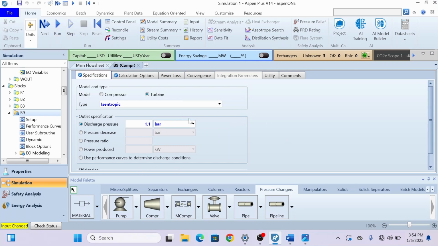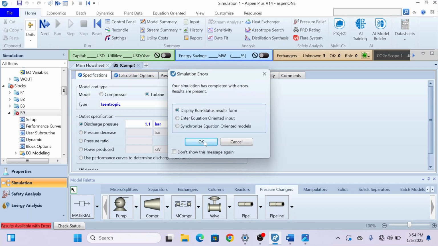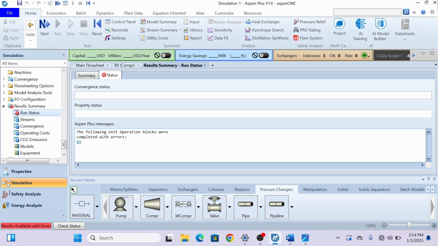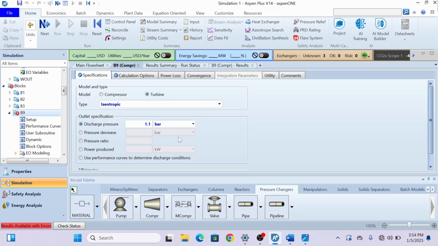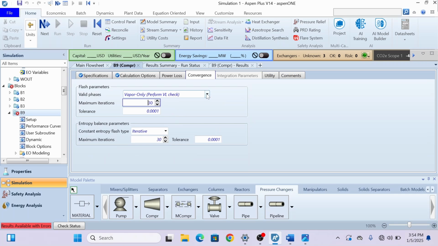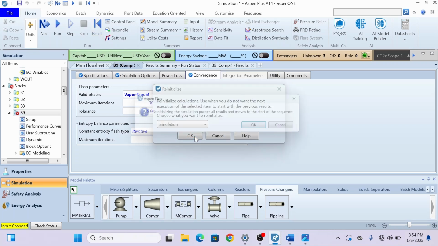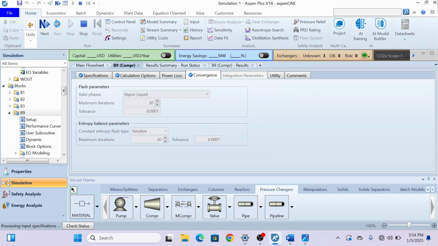So you can see that all the minimum inputs are completed. You press this run button. Now it says that you are having some error, so you can go to this block and see that it says the liquid phase is present. As we are simulating a condensing turbine, there is some liquid phase present. So for this error, just go to this convergence, and here you will specify vapor-liquid for this simulation to happen. Just press this reset and press this run button. Now you can see that my results are available.